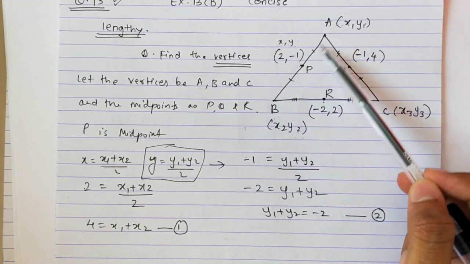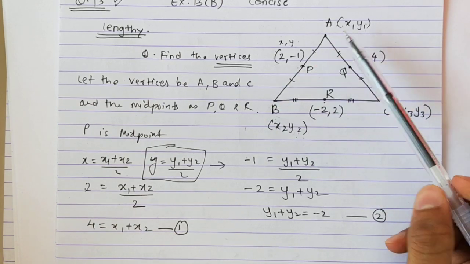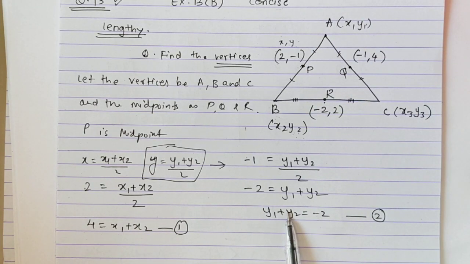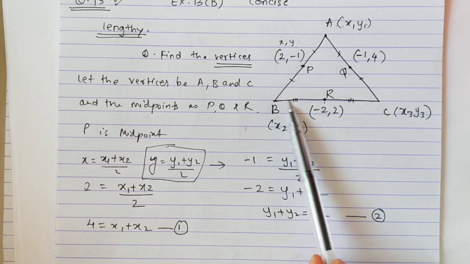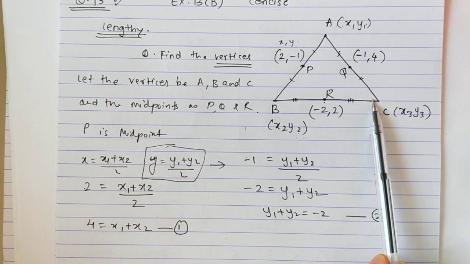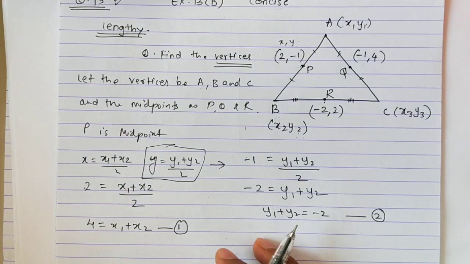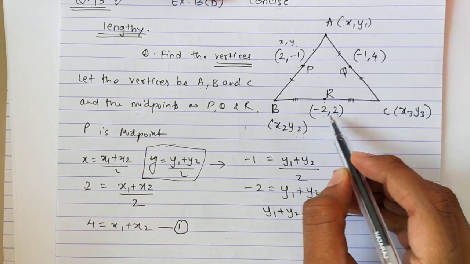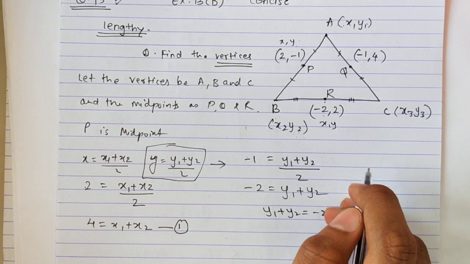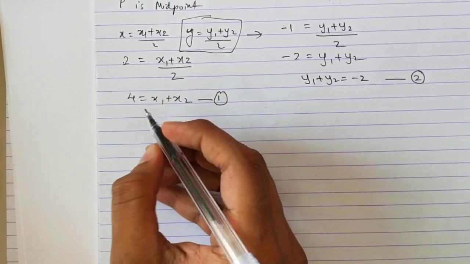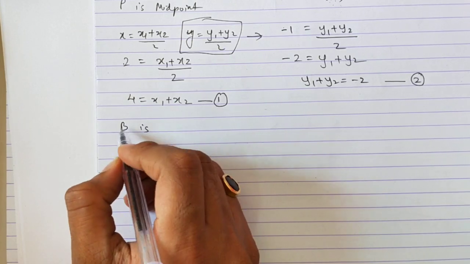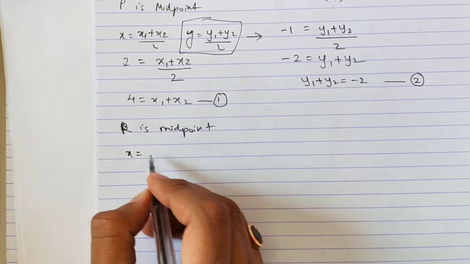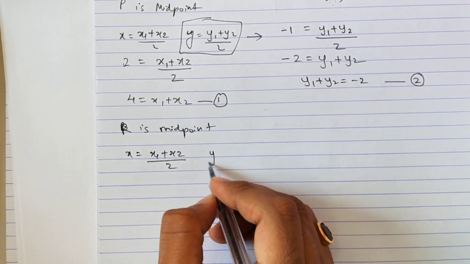So by solving this one side AB, by taking P as the midpoint, I got two equations in x1, x2 and y1, y2. Now similarly, I will solve for this line BC. See here the points are (x2, y2) and (x3, y3). The midpoint is (x, y). So let's write here, according to the formula, x is equal to (x1 + x2) upon 2.